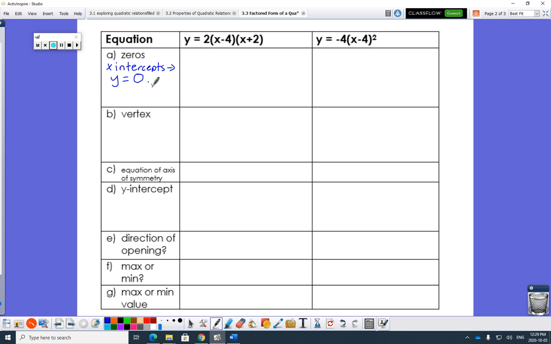So you can either figure this out using algebra, but maybe you'll be able to see it as well. So here we have two possibilities. If x minus 4 is 0, then y will be 0. If x plus 2 is 0, then y will be 0. Okay, so we have two roots, which makes sense. Many parabolas have two roots.